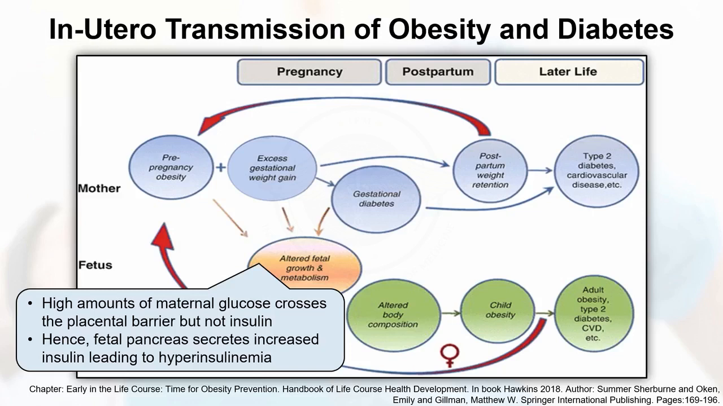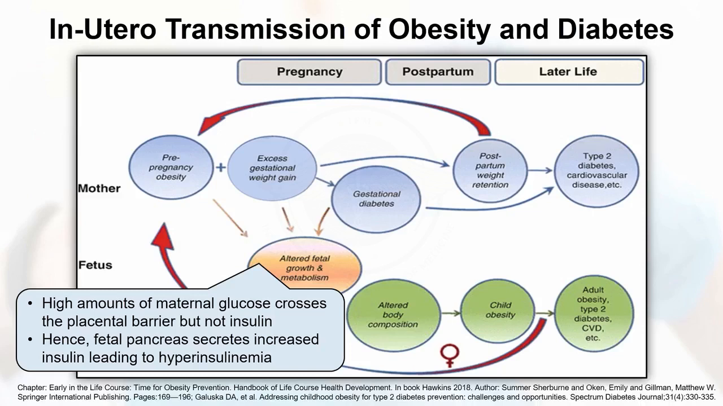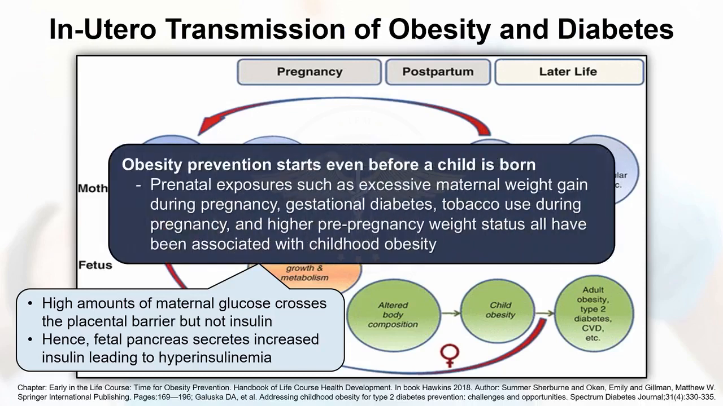Of course, secondary prevention is when the child or the adolescent is obese, we try to bring the weight back to normal, decrease it, and then maintain the weight, which is extremely difficult, so that we can prevent type 2 diabetes, dyslipidemia, and cardiovascular disease in later life. So this is what I said: obesity prevention starts even before a child is born. Prenatal exposure, such as excessive maternal weight gain during pregnancy, leads to obesity.